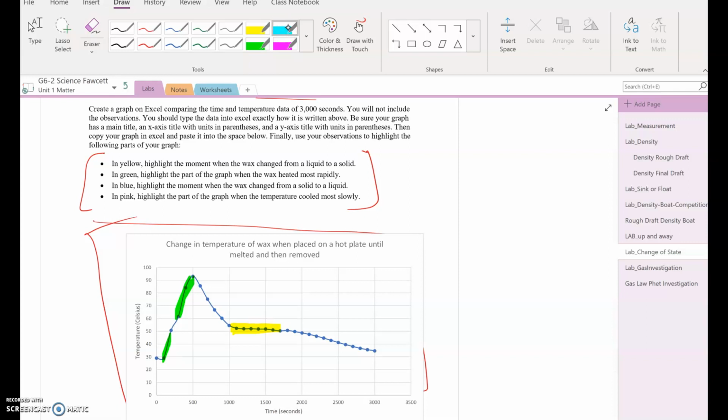And then in blue, when it was changing from a solid to a liquid, it should have a brief leveling off period in between where the solid was heating and when the liquid was heating. And then in pink, when it was cooling most slowly, that should line up again with pretty much the same place of your graph where it was changing from a solid to a liquid. So your yellow and pink highlighting should be around the same place.